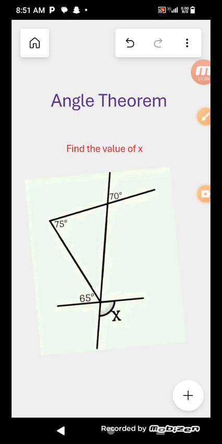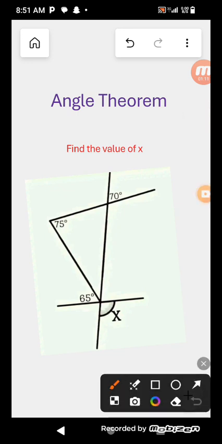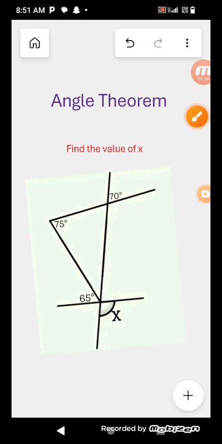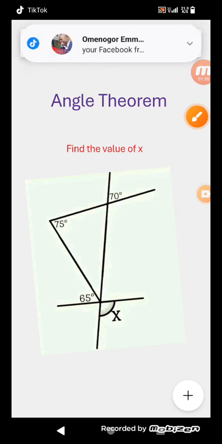Now, when you are given something like this, look at all of this figure together. It's so confusing. You have 75 degrees here, 70 degrees here, 65 here, x here, and you are finding the variable, which is x. There are a lot of theorems when we talk about angle theory. One of them says vertically opposite angles are equal.